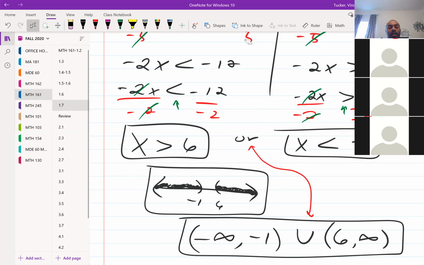Then you're looking at negative infinity to negative 1, parentheses over both. Use your union symbol that represents or, that's the same thing as saying or mathematically, and then 6 to positive infinity. So those would be your 3 ways of representing your solution sets.